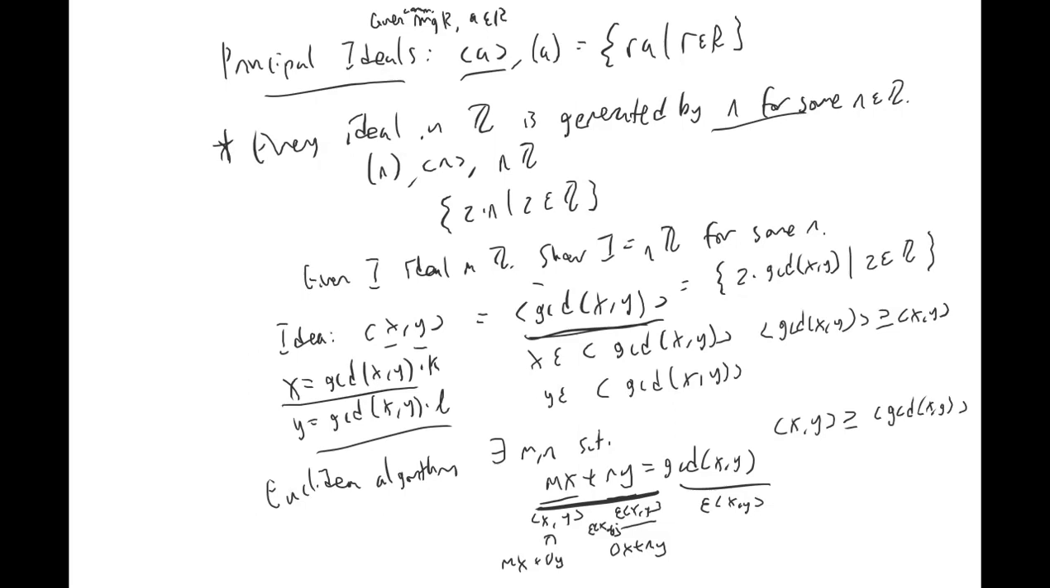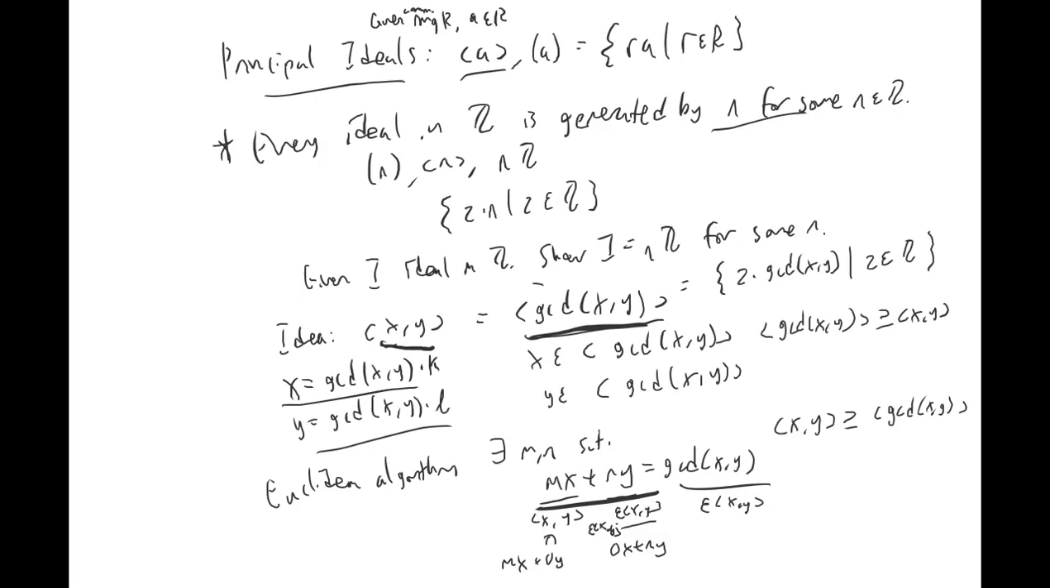Everyone clear? Yes. So what I'm saying is, my n in this case, if this was my ideal, my n is the GCD of x and y. Okay. Moving on.